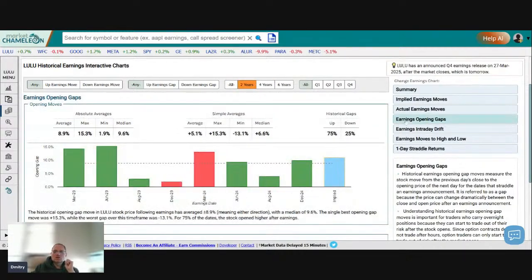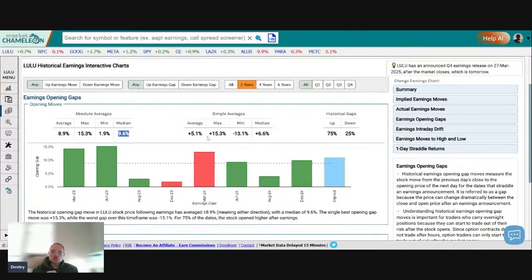So 2 years, it looks like the average moves were a little bit higher, 8.9% versus 7.7%, with a median move of 9.6. So it looks like we had a little bit larger moves than the wider data set in the last 2 years. So maybe the magnitude of the moves is trending higher than historical.